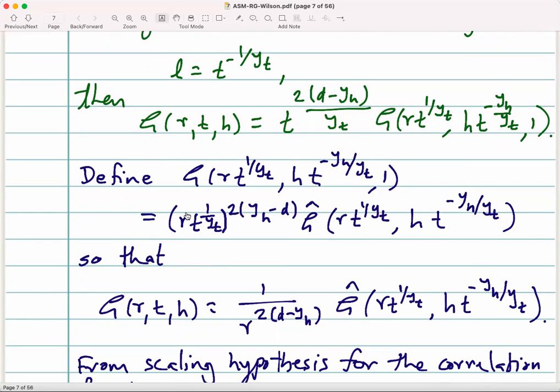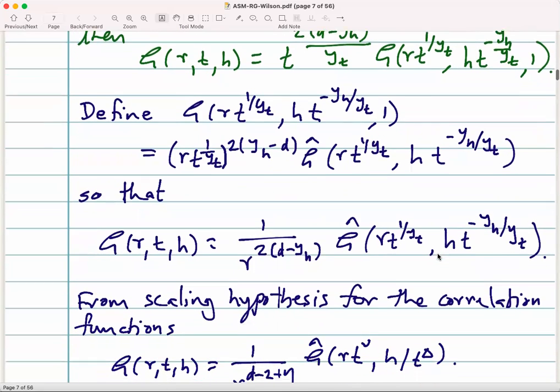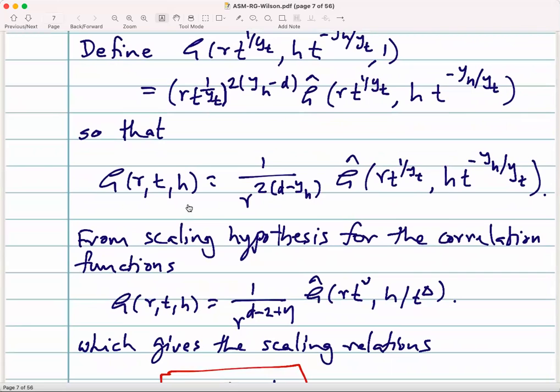and G is related to this G hat only through the dependence on R. Okay, so if you do that, then you get G(R,T,H) is equal to 1 over R to the 2 times D minus YH times G hat, which is a function of the scaling variables R and H. Okay, but we know how this 2-point function is related, from the scaling hypothesis. Namely, this 2-point function should go as 1 over R to the D minus 2 plus eta times G hat. We will have power law dependence like this.